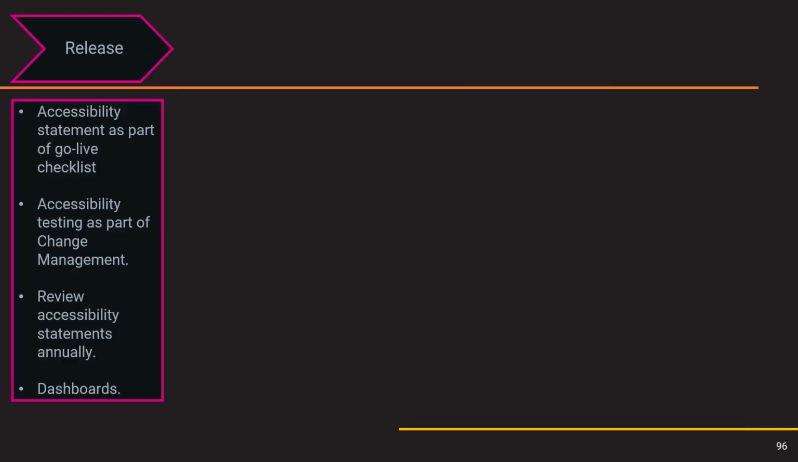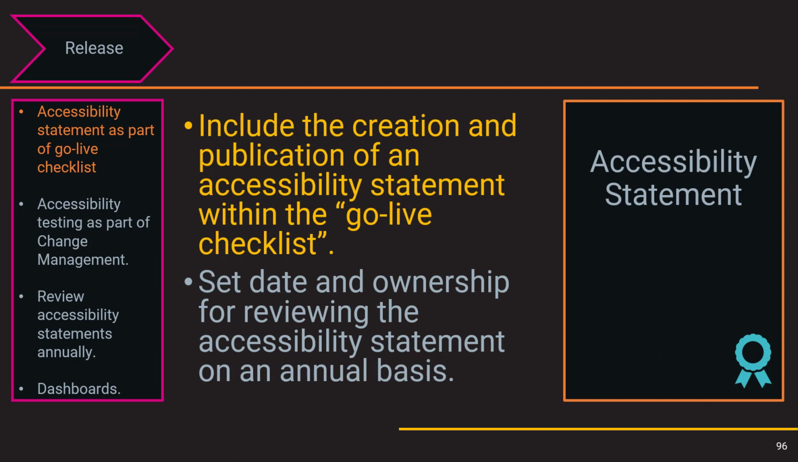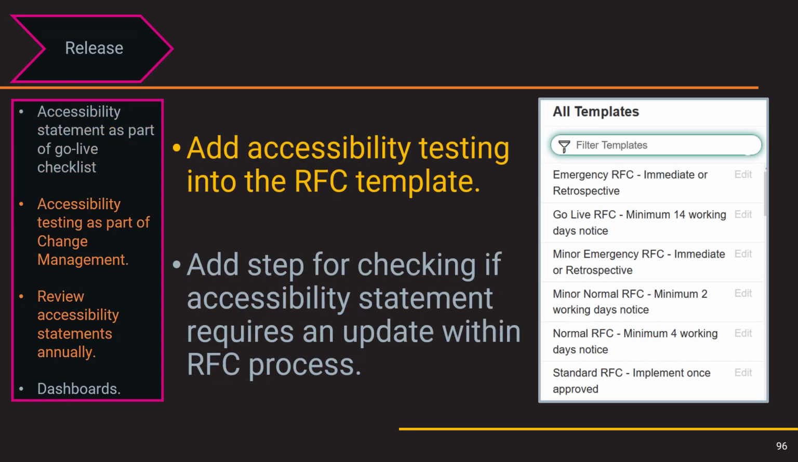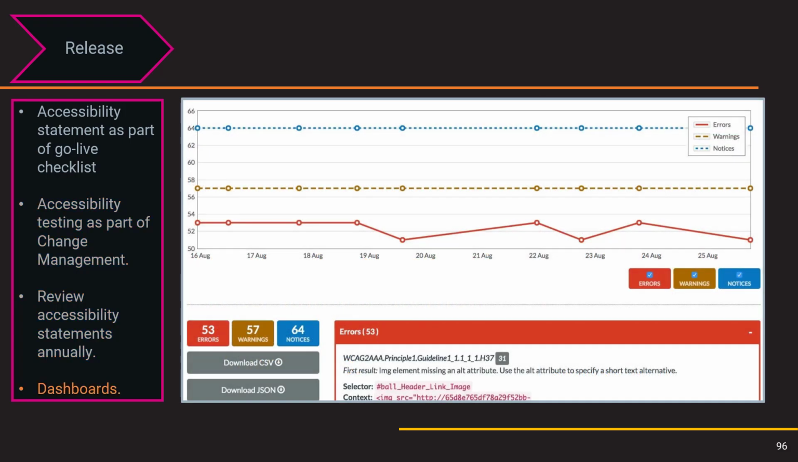Thinking about our change and release process, we can require accessibility statements to be published or updated as part of Go Live for new services or change approval for a significant upgrade. And we could set automated reminders for when accessibility statements should be reviewed and updated. We could include a section for accessibility testing within our request for change forms, as well as an entry for noting whether an update to the accessibility statement will be required. Continuing from our point earlier, we can use automated tools to scan our sites for accessibility. There are examples online of using this data to populate dashboards.